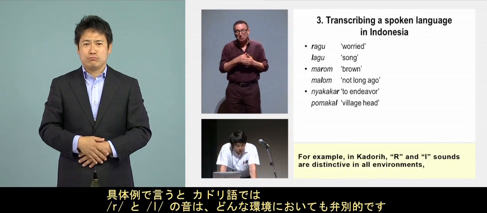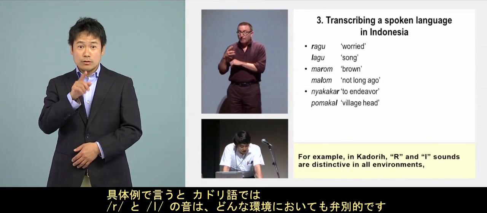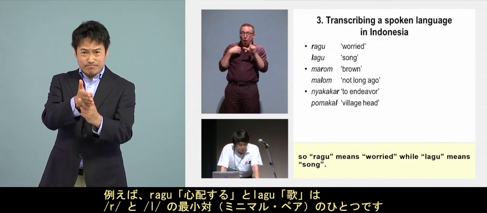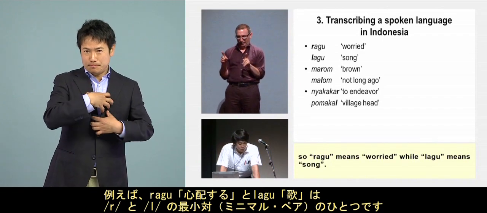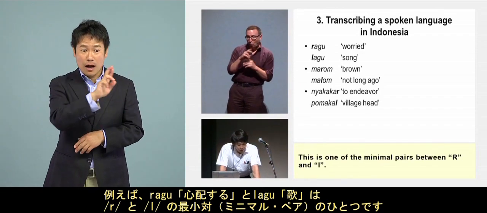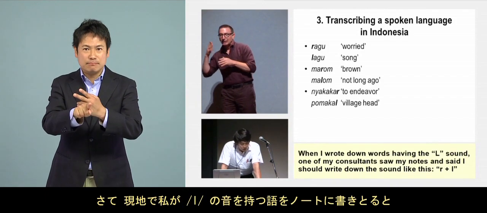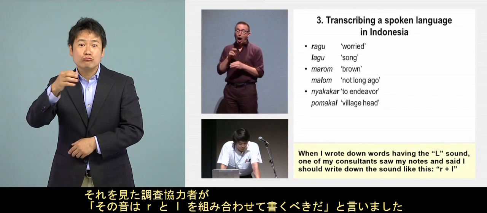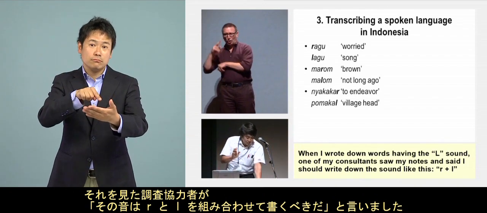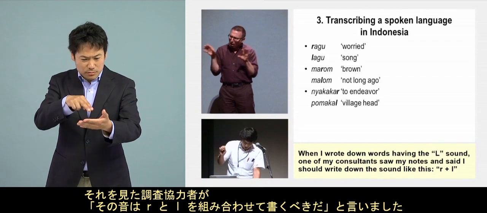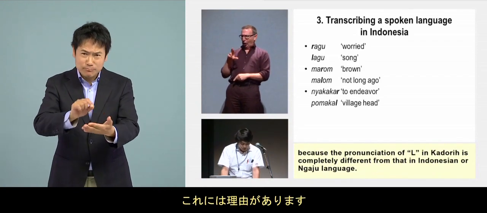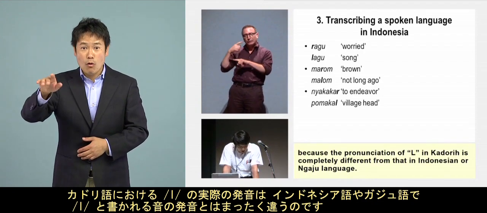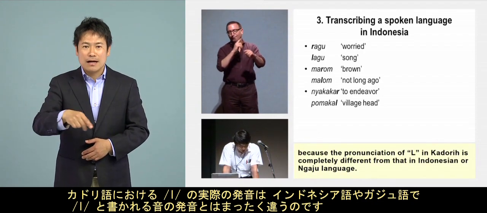For example, in Kadori, R and L sounds are distinctive in all environments. So ragu means worried, while lagu, song. This is one of minimal pairs between R and L. When I wrote down words having L sound, one of my consultants, seeing my notes, said, "You must write the sound like this, R plus L." This is because the pronunciation of L in Kadori is completely different from that in Indonesian or Ngaju language.